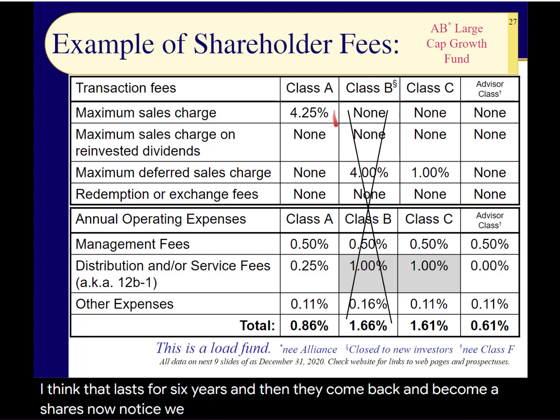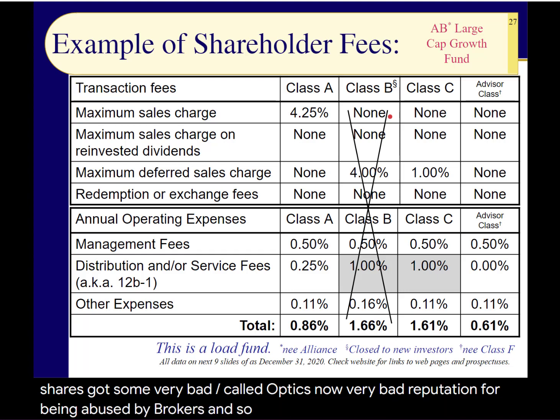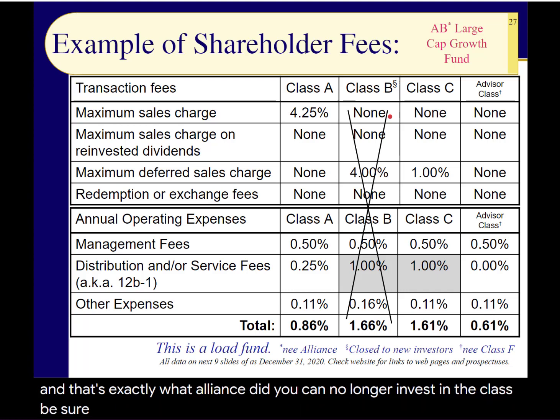Now notice we X'd out the Class B shares. Why? Well, the Class B shares got a very bad, they call it optics now, very bad reputation for being abused by brokers. And so companies started getting rid of them, and that's exactly what Alliance did. You can no longer invest in the Class B shares.